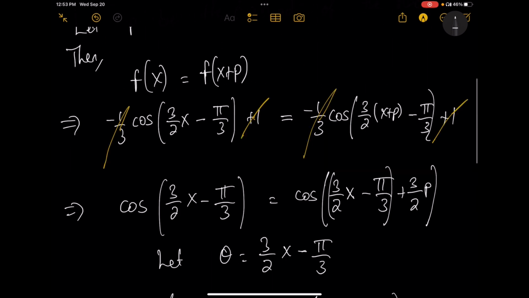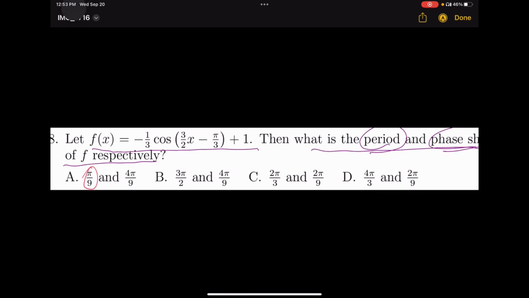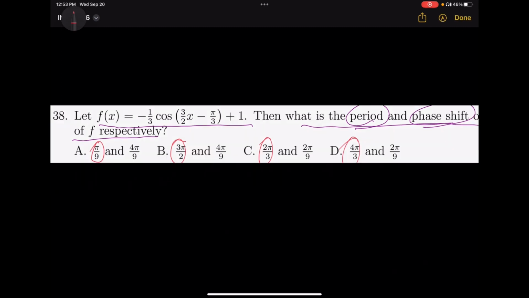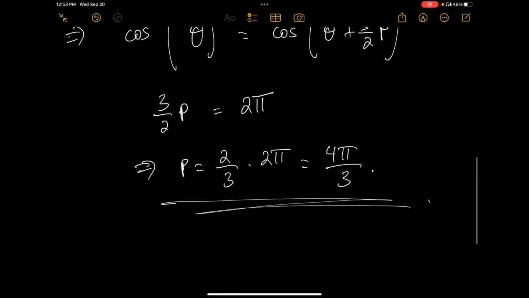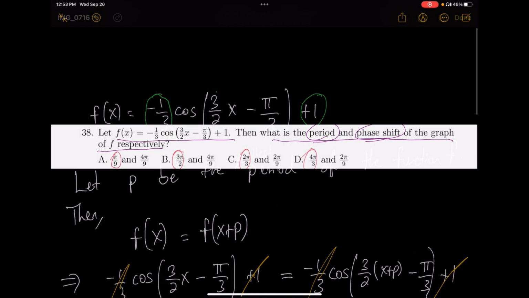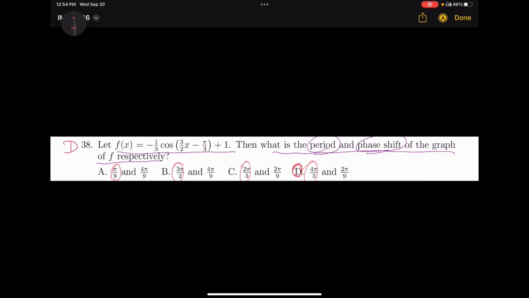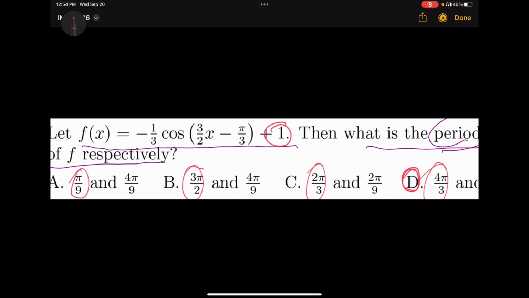Alright, now the period is supposed to be the first option. Here it is pi over 9, here 3 pi over 2, 2 pi over 3, 4 pi over 3. What did I get? I got 4 pi over 3, so the answer is D. Okay, we don't even need to calculate the phase shift. But if we were to calculate it, the phase shift is basically the horizontal shift. Okay, and here the 1 is a vertical shift.